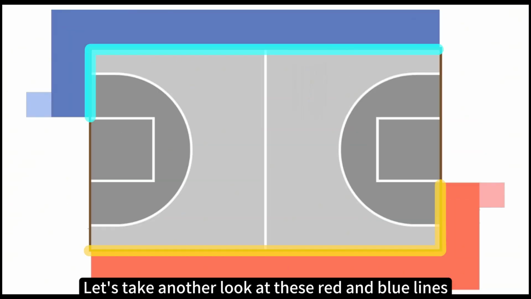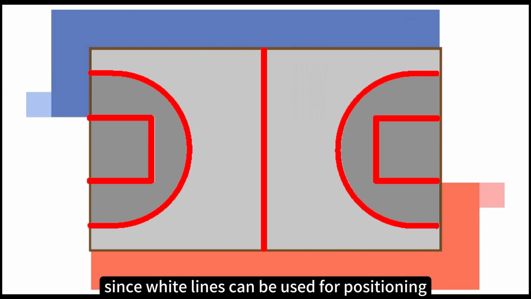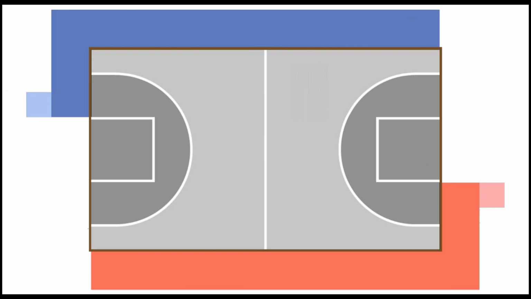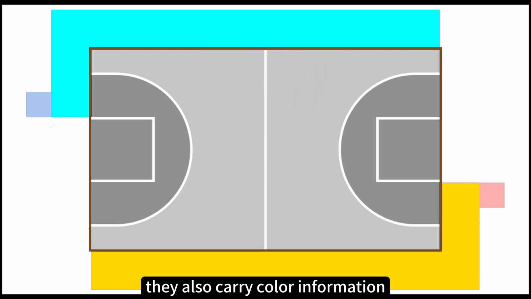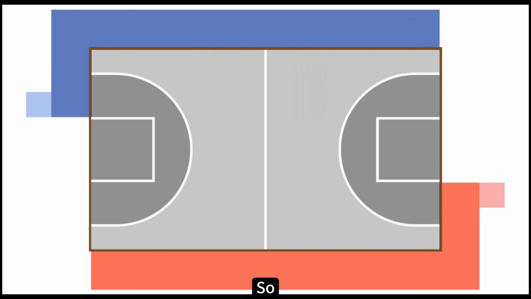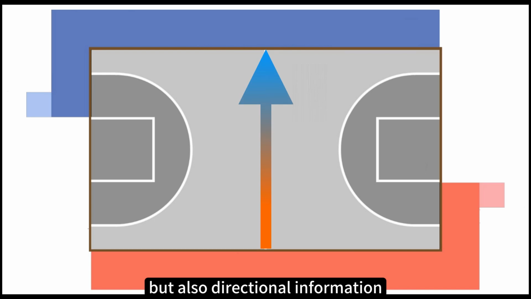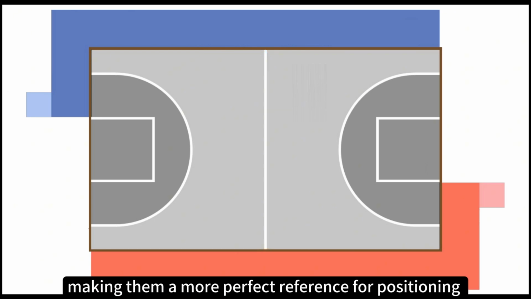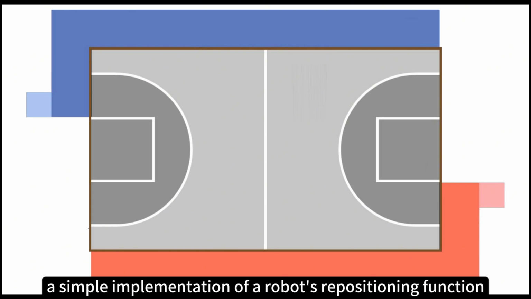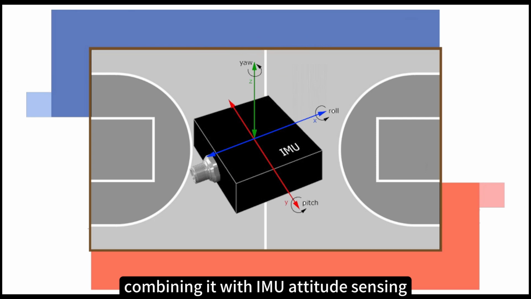Let's take another look at these red and blue lines. Have you ever thought, since white lines can be used for positioning, why not use these two sets of red and blue lines? Moreover, they also carry color information, essentially providing directional information. So, they not only offer positional information, but also directional information, making them a more perfect reference for positioning than white lines. Based on this feature, a simple implementation of a robot's repositioning function was carried out, combining it with IMU attitude sensing.